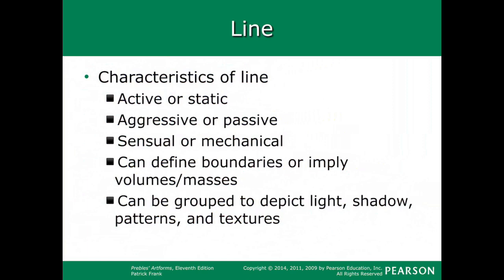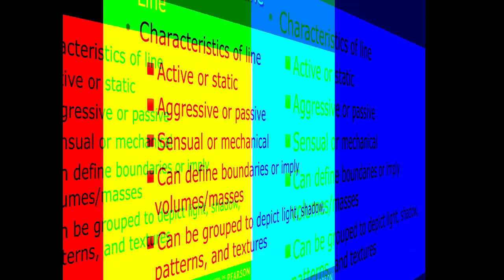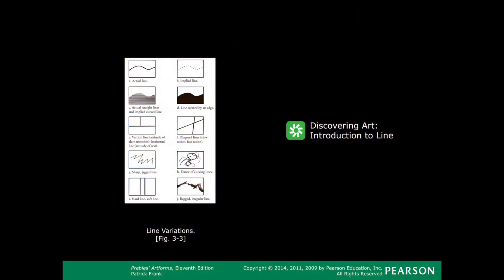And so here are characteristics of line. They can be either active or static. They can be aggressive or passive. They can be sensual or mechanical. They can define boundaries or imply volumes or masses. They can be grouped to depict light, shadow, patterns, and textures.